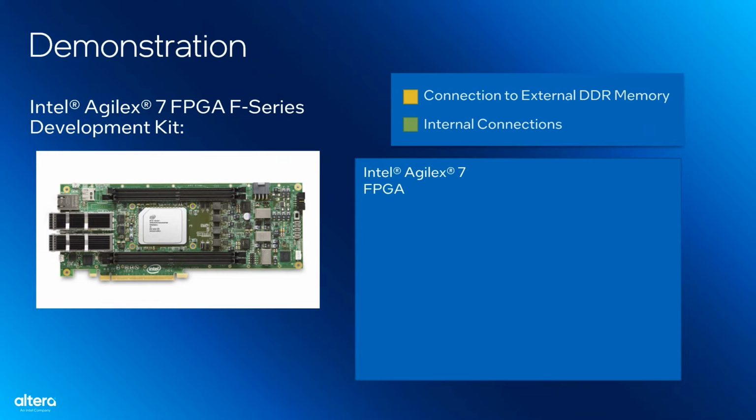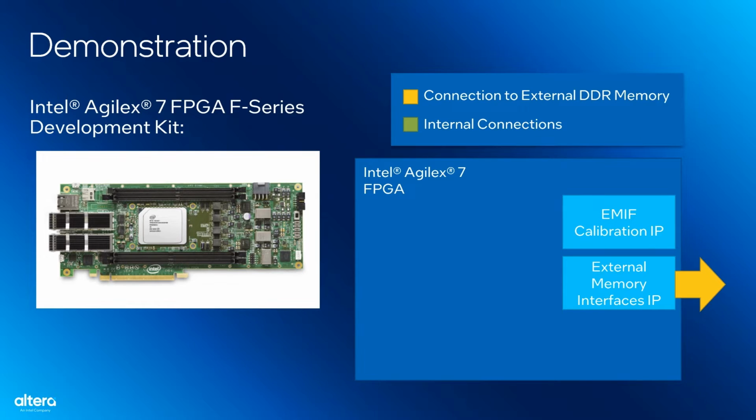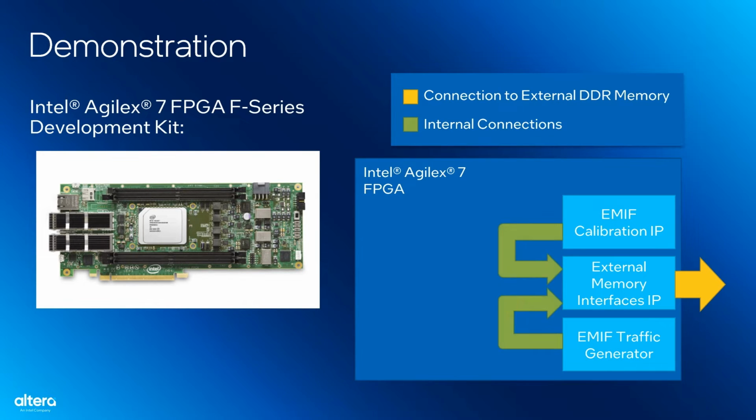The design consists of an External Memory Interfaces IP block, or EMIF for short, which serves as a link to an external memory. The EMIF IP is connected to an EMIF calibration IP block and a traffic generator. This demo will show how simulation-aware SignalTap works by tapping on the link between the EMIF IP and the traffic generator.